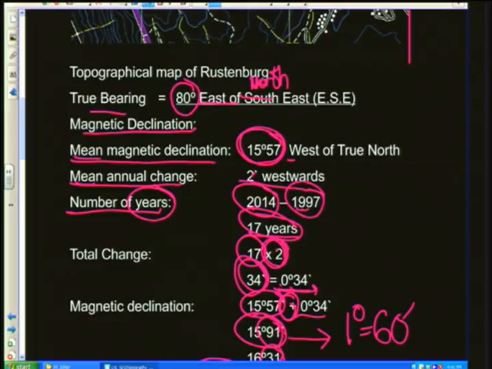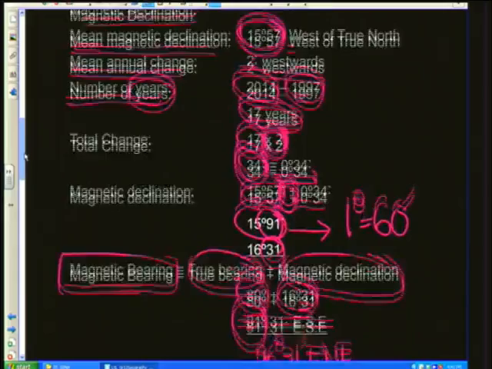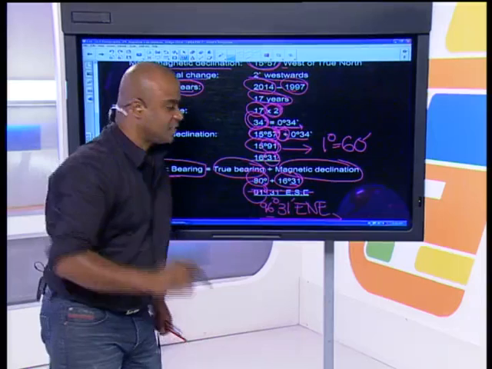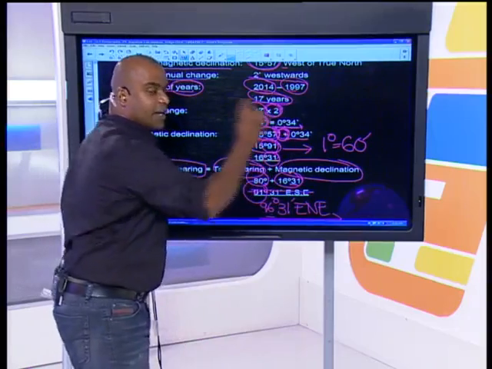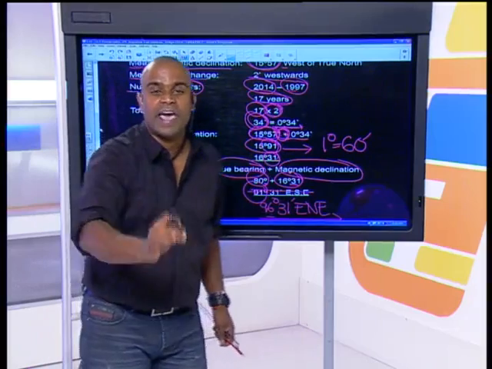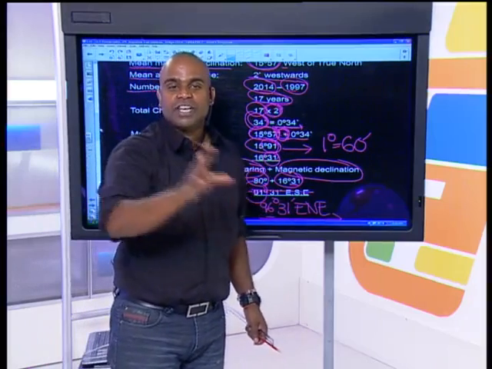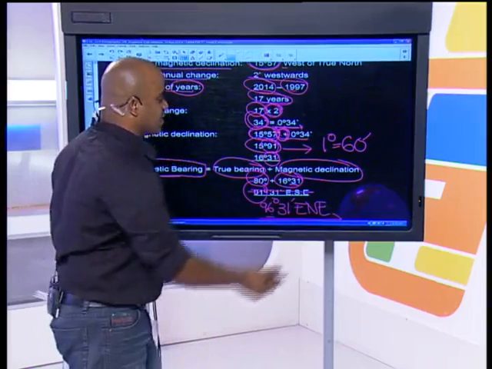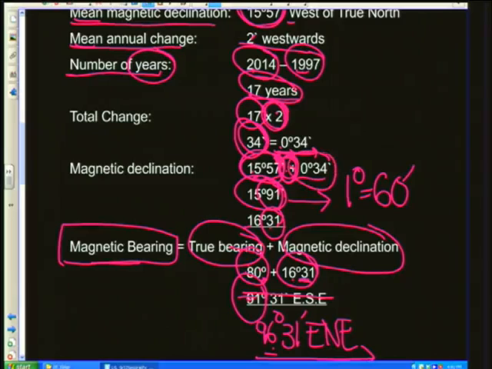Once we've established the total change, we now can calculate the magnetic declination. The mean magnetic declination, which we've established as 15 degrees 57 minutes, plus, remember, this particular sign changes according to the annual change. If the annual change is westwards, we will add. If the annual change is eastwards, we would subtract. And therefore, 0 degrees, 34 minutes, which is our total change.